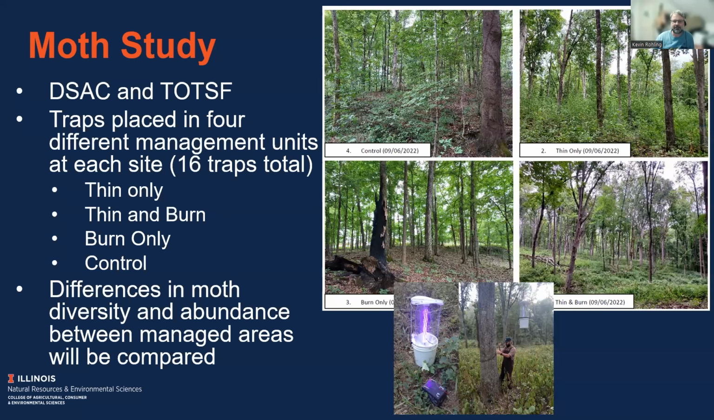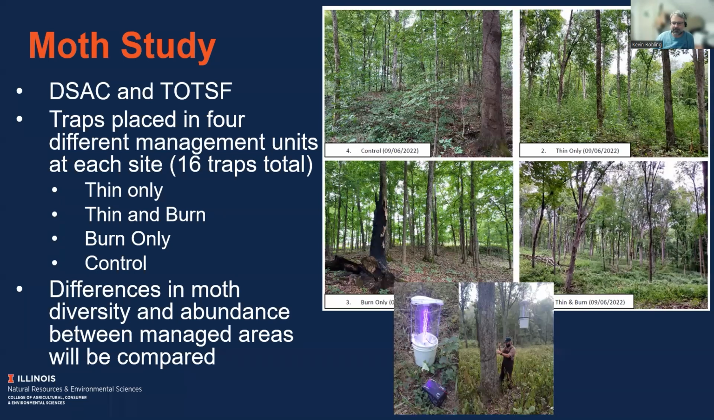The 2 sites are going to be here at the Dixon Springs Ag Center, and then also on the west side of the Shawnee region at the Trail of Tears State Forest. So 16 traps total, and we're going to put them in the thin only, thin and burn only, and control sections. And you can see here the trap design.